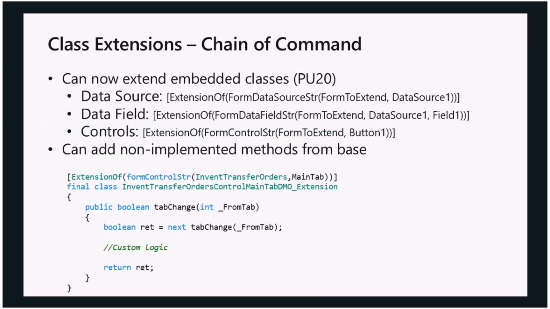So for each of the different embedded classes, you will need a separate extension class. Depending on the type of object you are extending, you will use different values for the extension of attribute: either form data source string, form data field string, or form control string. This slide shows you the basic format of each. As mentioned earlier for forms, it is also possible to add methods that are not implemented in the base class. This example shows how you can hook into control events, even if the original control did not handle this event.